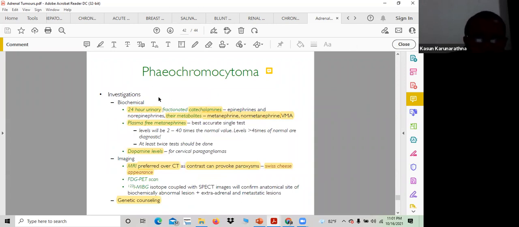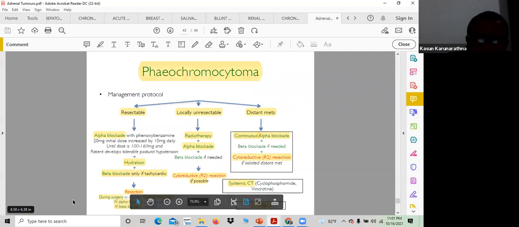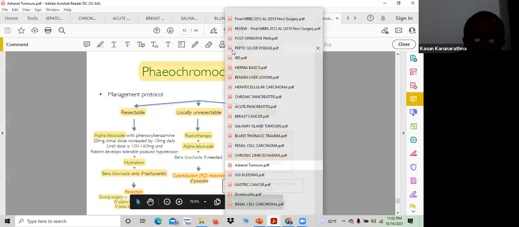Investigation, biochemical investigation: 24-hour urinary fractionated catecholamines, epinephrines and norepinephrines, and their metabolites will be assessed, right? Then you can check the plasma free metanephrine and dopamine levels as well. Imaging, MRI is preferred over CT, right. Management is surgical, and if it is unresectable, then comes radiotherapy and medical treatment. Right, that's regarding pheochromocytoma.